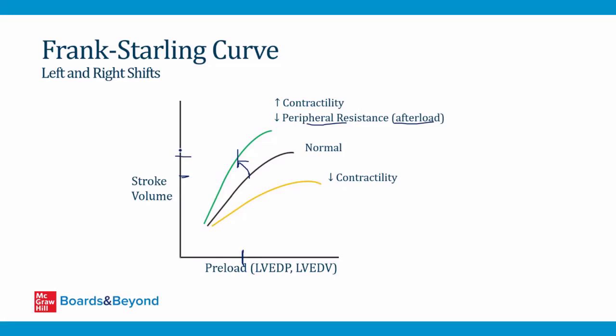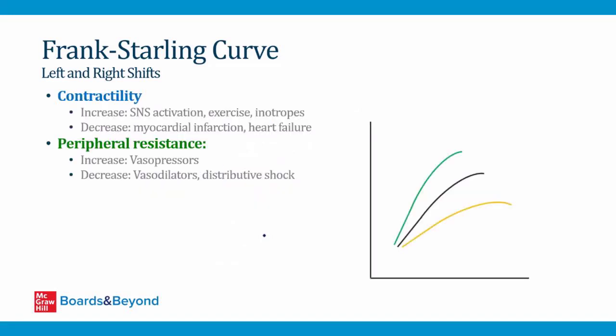So hopefully that makes intuitive sense to you that when the afterload or the peripheral resistance goes down, for any given preload, you generate more stroke volume. And that's why the curve shifts to the left when peripheral resistance falls. And then if peripheral resistance increases, the opposite happens. You shift to the right curve, and for any given preload, you generate less stroke volume. So I talk about contractility and peripheral resistance in detail in the video on cardiac physiology, but here I've just shown you some of the many things that could change these two parameters.